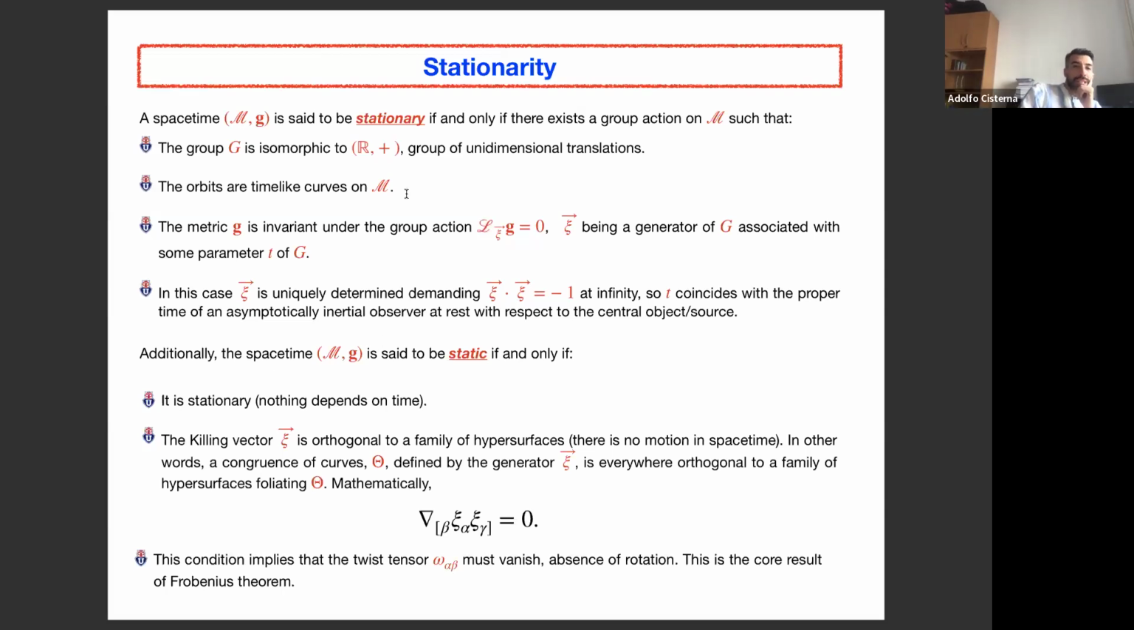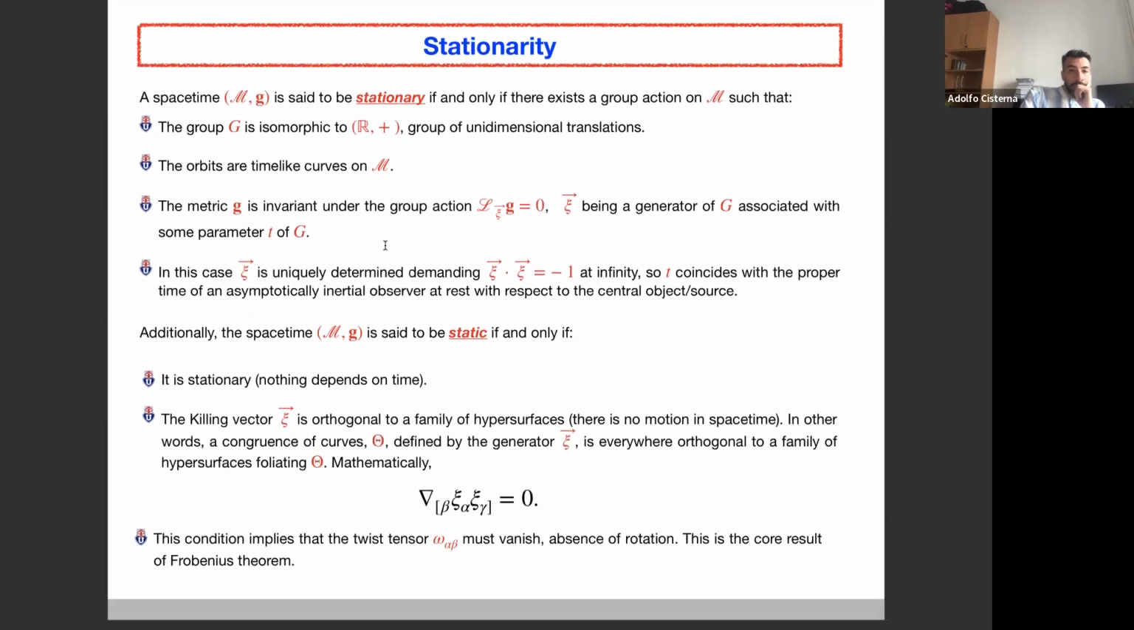But more technically, you can say that you have a spacetime, which I'm calling M, that is endowed with a metric G, and it's going to be stationary if there is a group which is isomorphic to R plus, the group of unidimensional translations, of which the orbits are time-like curves on M. And basically, the metric is stationary if it's invariant under the action of this group. So basically, the Lie derivative with respect to the generator of this group is equal to 0. And usually, the parameter associated with this group of unidimensional translations is called T, in a very suggestive way, right?